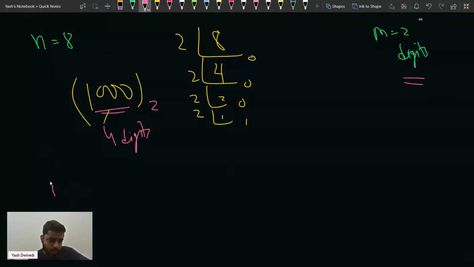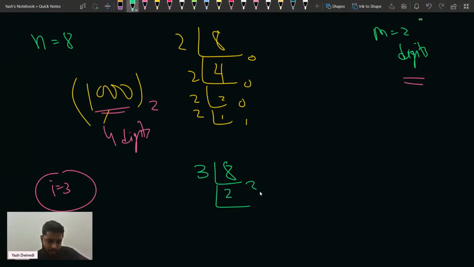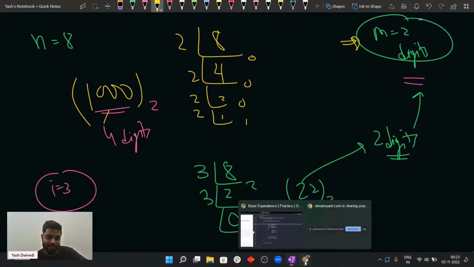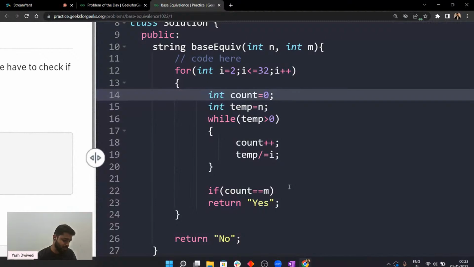So you'll say that okay, I'll change my i to 3 and try to convert it to base 3. Now when you convert 8 to base 3, you will have 2 and 2, so basically overall I'm having 22, that is 2 digits in base 3. So the count of the digits is total 2 digits, which is equal to m. When it is equal to m, in that case you will return yes, that it is possible for me to represent it in that number of digits.